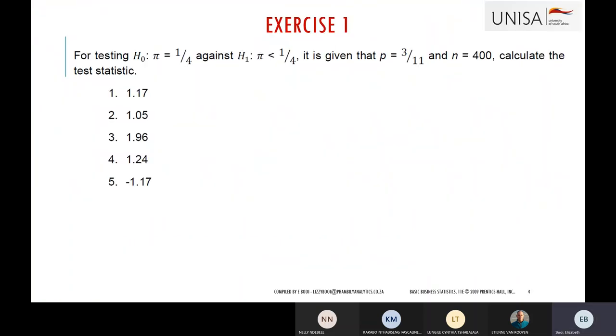Here's the first question. For testing the null hypothesis that the proportion is 1/4, against the alternative which says the proportion is less than 1/4, it is given that the sample proportion is 3/11 and n is 400. Calculate the test statistic. So it's easy and straightforward. All they want you to do is calculate the test statistic.